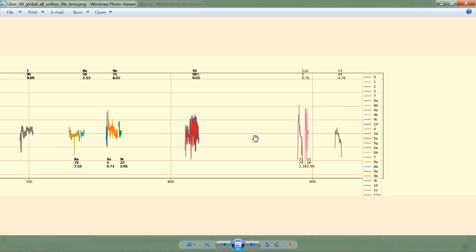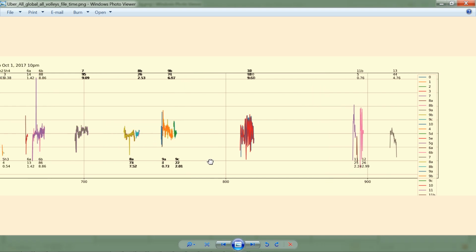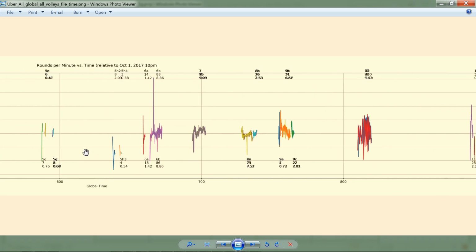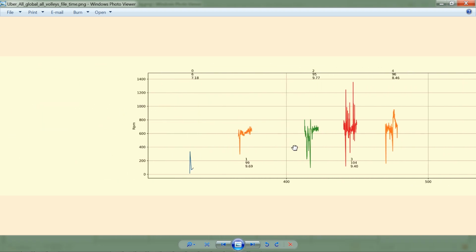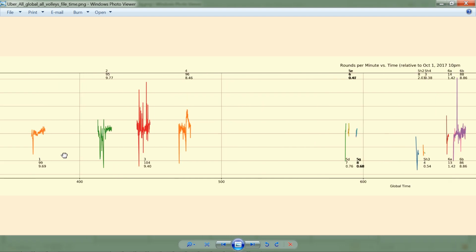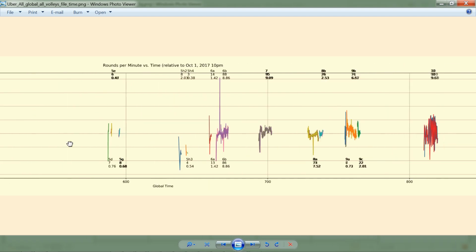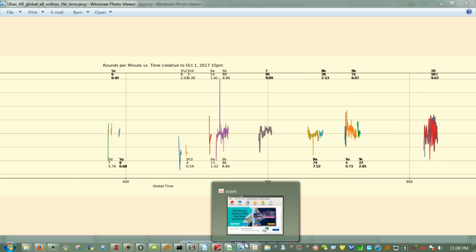Maybe he had to take a leak or take some water, or maybe he was running from room to room, or maybe he was doing something else. So big picture views like this are very useful for the big picture type questions. It's not so good on managing the details of individual volleys. And again, this is a graphical representation.